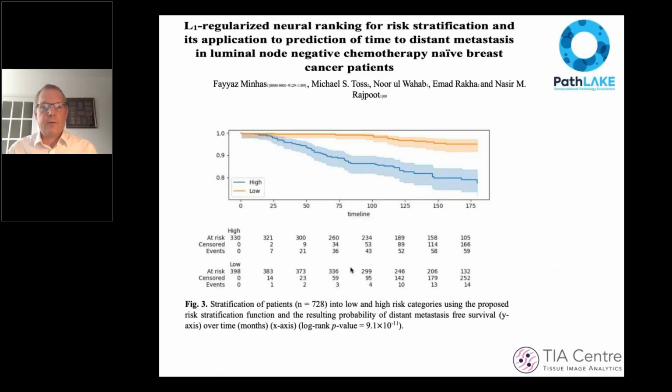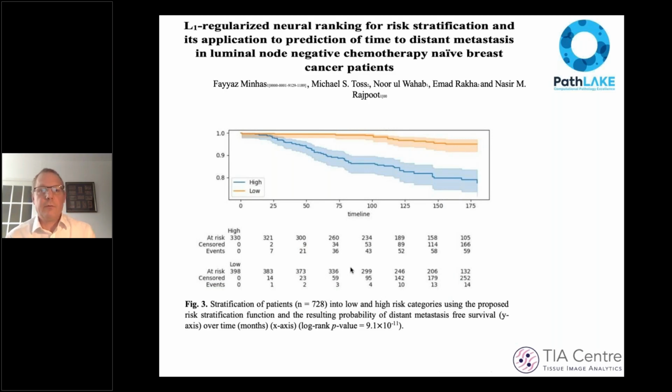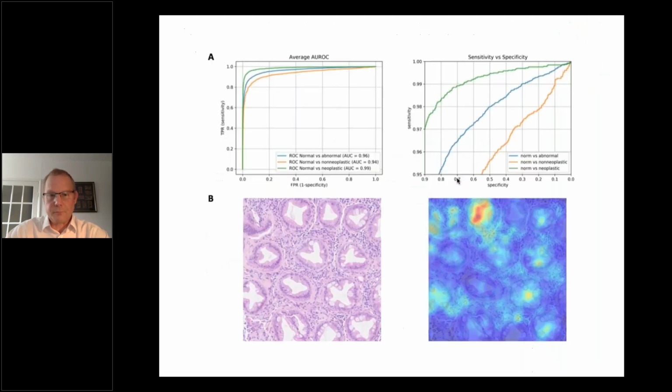And finally, then, just to move on to predictive models for breast cancer. This is work on luminal breast cancer, ER-positive, HER2-negative tumors, showing how the neural ranking of known risk factors can predict for progression in these patients quite well. So that's looking very promising. And finally, this is how well we're doing with predicting for normal colon.